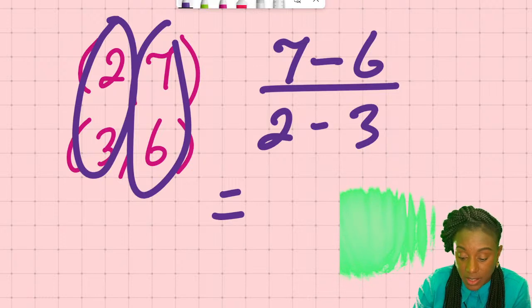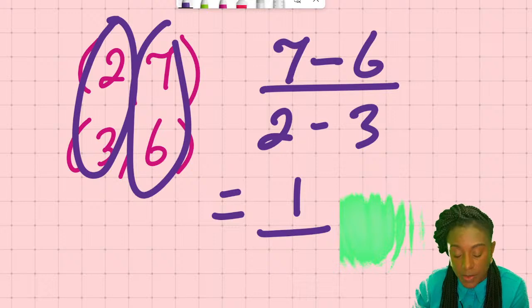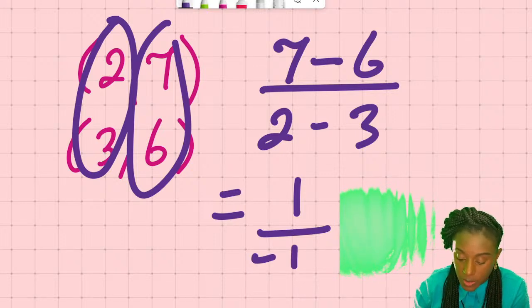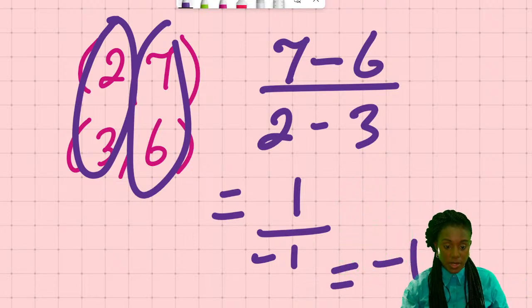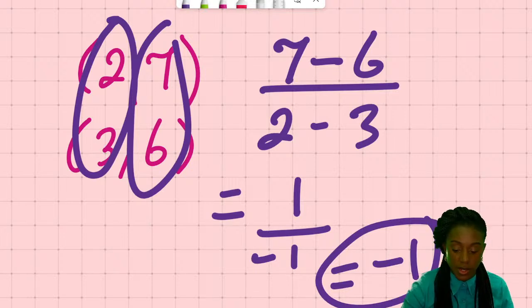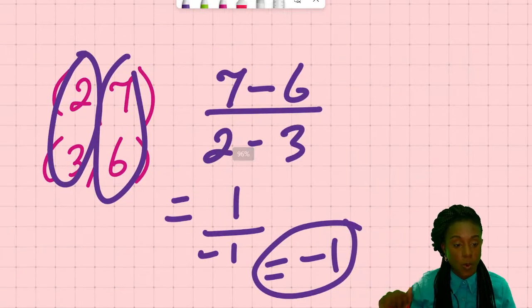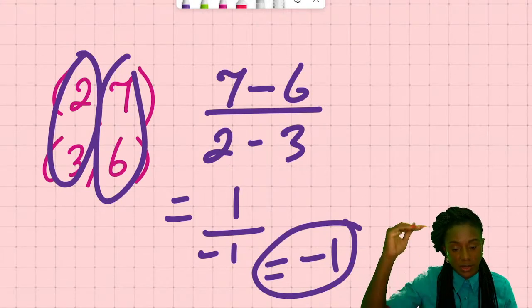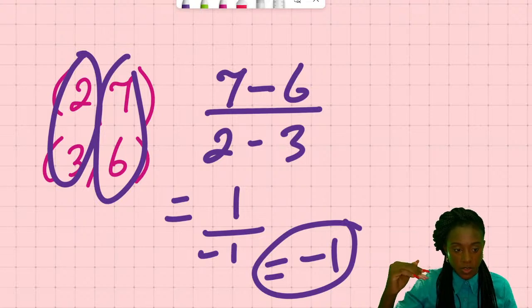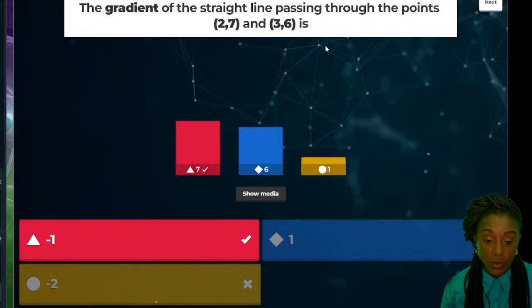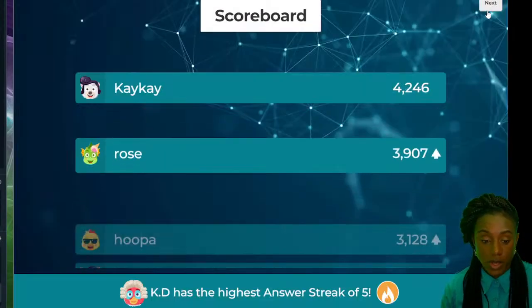So 7 take away 6, that's 1. And 2 take away 3 gives us negative 1. 1 divided by negative 1 is negative 1. Therefore, our gradient will be negative 1. Again, the formula to calculate the gradient is the difference in your y values divided by the difference in your x values. Stack your coordinates one on top of each other and it will be much easier for you to calculate. I believe the next question is very similar to this one.